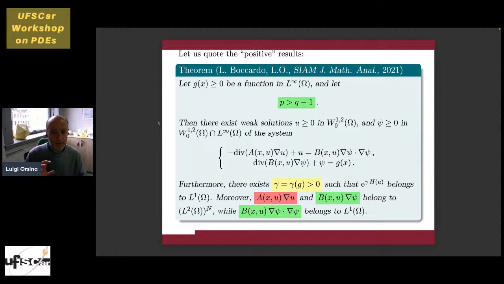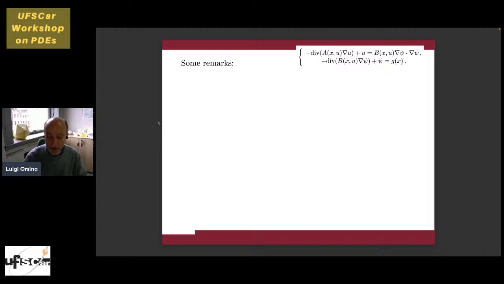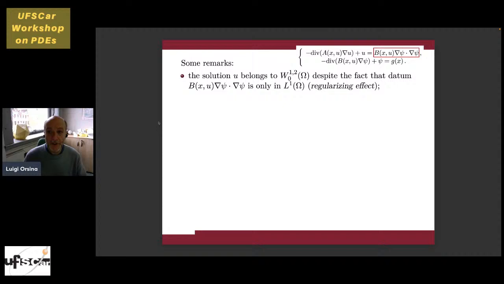Now the remarks on the results. So this is the problem you see in the right hand corner. The first one is, you look at the first equation, we have a term that is in L1, but the solution is H10. It's in W1 to 0. So the datum is in L1, but the solution is better than what one would expect, even in the case in which A of U is 1. If the identity matrix, you have the Laplacian. If you solve the Laplacian of U with an L1 datum, you get something which is not of finite energy, is not in W1 to 0. So despite the fact that the datum is only in L1, you have a regularizing effect.